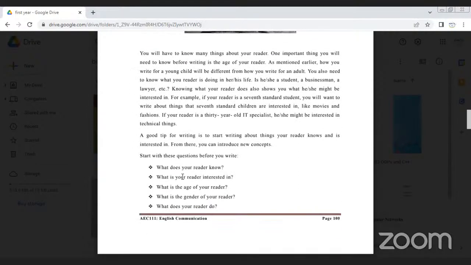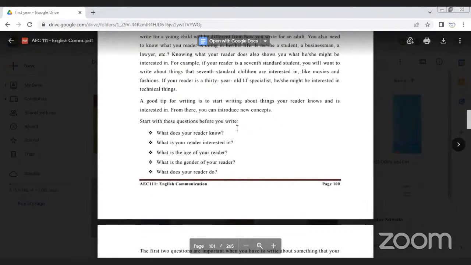For example, if your reader is a seventh standard student, you will want to write about things that seventh standard children are interested in, like movies and fashions. If your reader is a 30 years old IT specialist, he or she might be interested in the technical things. A good tip for writing is to start writing about things your reader knows and is interested in. From there, you can introduce new concepts. How to write properly? Let's see.